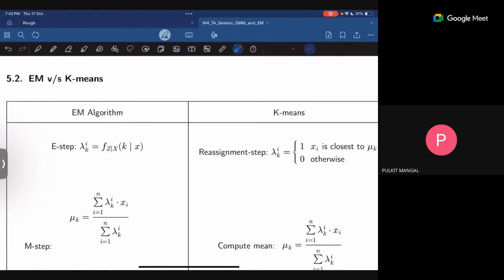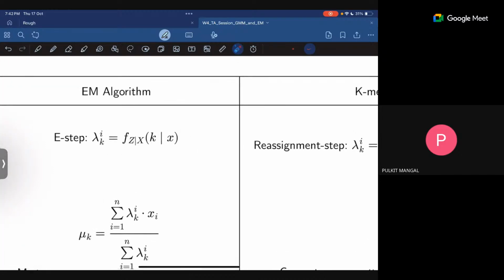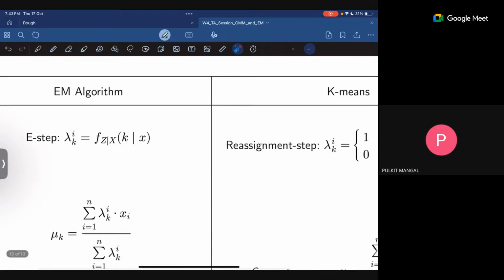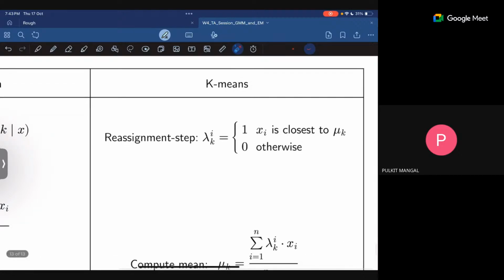So this is the last page for today's slide. Okay. That is, we will see side by side our EM algorithm and K-means algorithm, and how they are similar. So there are only two steps in the EM algorithm, that is the E step and M step. E step denotes the probability that the ith data point is coming from the kth cluster. This E step is similar to the reassignment step in K-means.